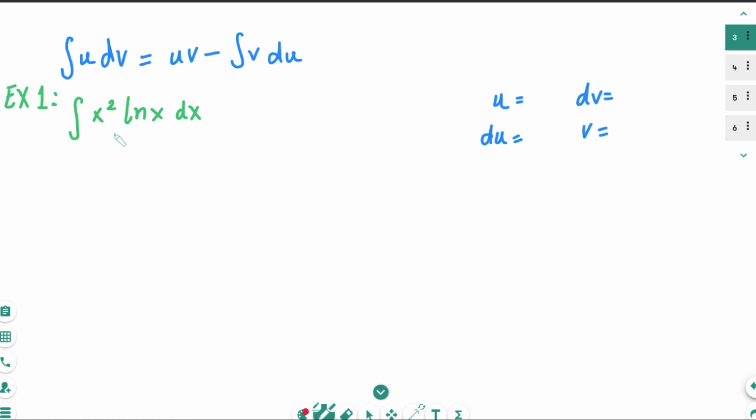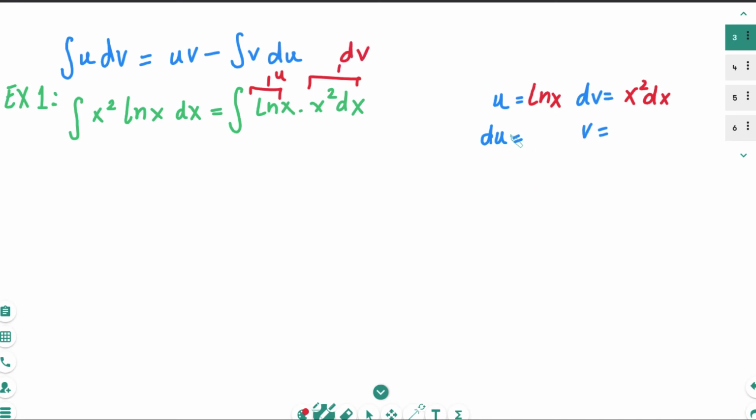So here we will have to choose u as ln of x and dv as x square dx. I can also rewrite this integral to show u and dv in the integral itself. I can rewrite it as ln of x times x square dx. Then ln of x is u and x square dx is dv. So let's find the differential of ln of x, which is dx over x, and the integral of x square is x cube over 3.